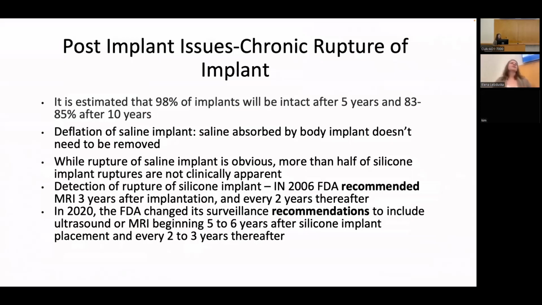In 2020, with the advent of newer silicone implants that are double-walled and less likely to rupture, the FDA changed their surveillance recommendation to include ultrasound or MRI beginning 5 to 6 years after silicone implant placement and every 2 to 3 years after. This is non-contrast breast MRI. You don't need contrast to see if it's ruptured, but clinically less than 50% of silicone ruptures can be detected. So that's why they mentioned doing this further imaging. When you look at plastic surgery data, very few women, less than 10%, comply with this second recommendation.